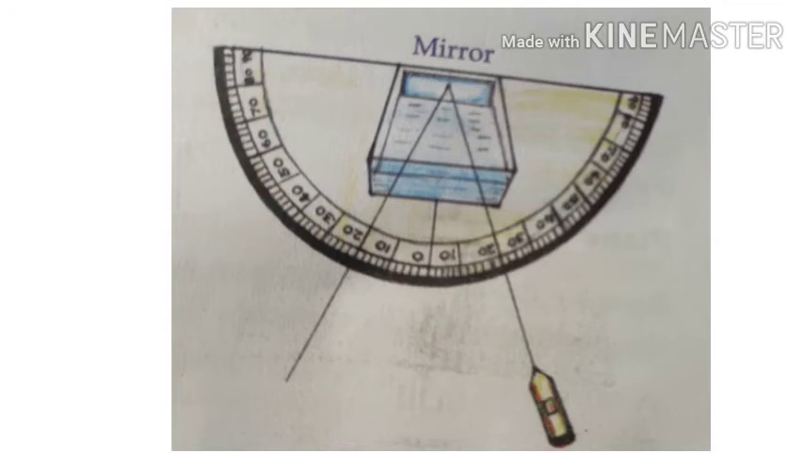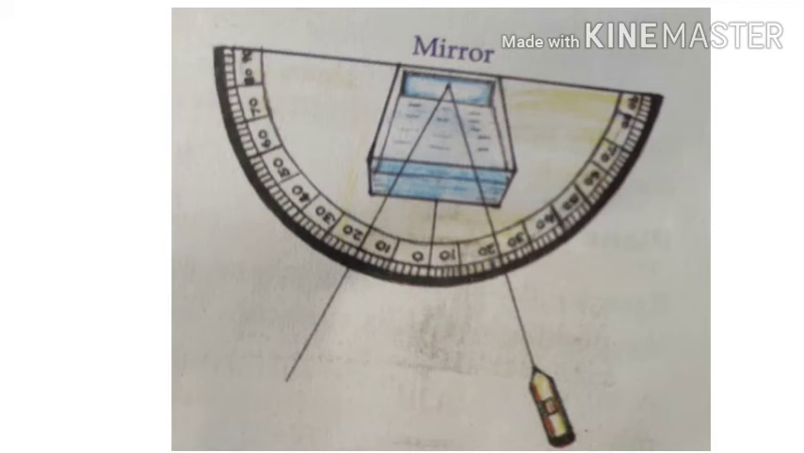Let's do another experiment. Fix a small mirror on the inner side of a transparent vessel. So take a transparent vessel and place a small mirror on the inner side of this vessel. Cut out the shape of a protractor on a chart paper and mark the angles on it. Place the vessel on the chart paper.